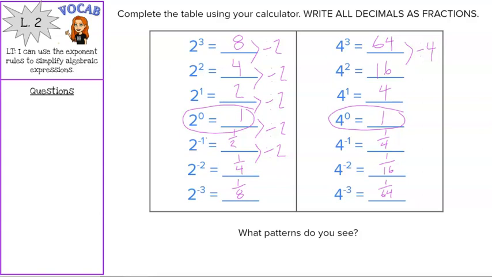So as we get into these negative exponents, we start seeing fractions. That's going to be another thing we're going to talk about. And then you also might have noticed that 2 to the 3rd power was 8, and then 2 to the negative 3rd power was 1 over 8. And then 2 squared was 4, 2 to the negative 2 was 1 over 4. So that's going to be another concept we'll bring up.